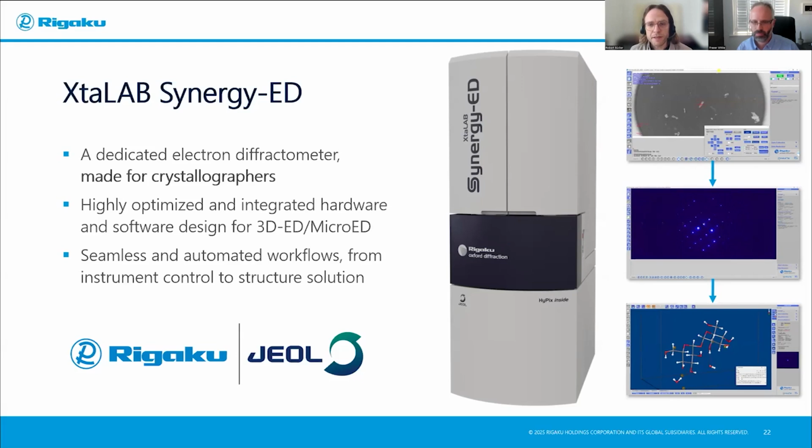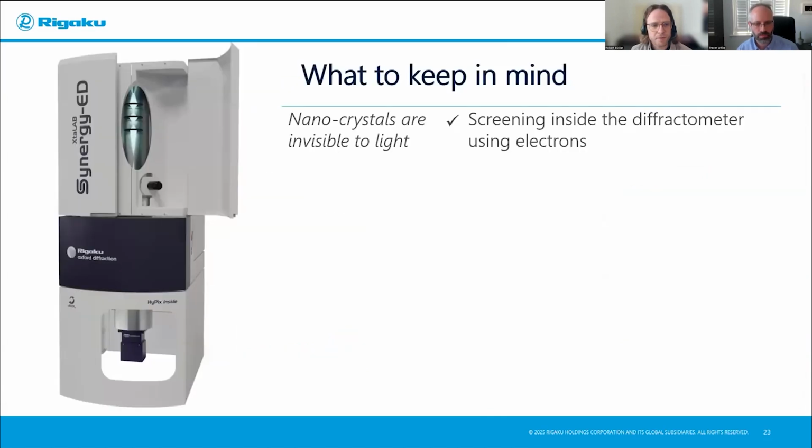And I want to explain electron diffraction a bit along the lines of how you do it in the Synergy ED, but this also applies to some extent to other instruments where you would run electron diffraction. So a few things to keep in mind if you want to do electron diffraction, especially if you come from the X-ray world. These nanocrystals are invisible to light microscopy because they're just too small. So you have to do the screening and searching for good crystals inside the diffractometer itself using electrons.